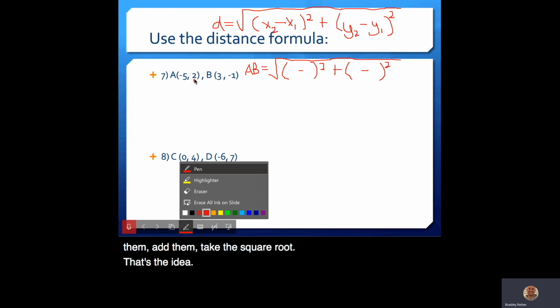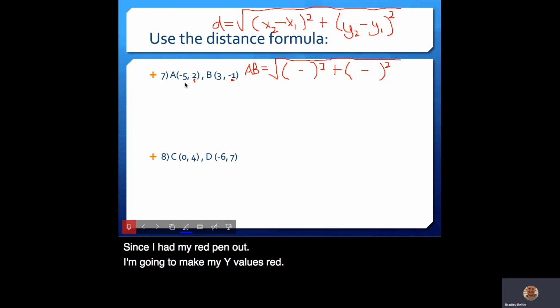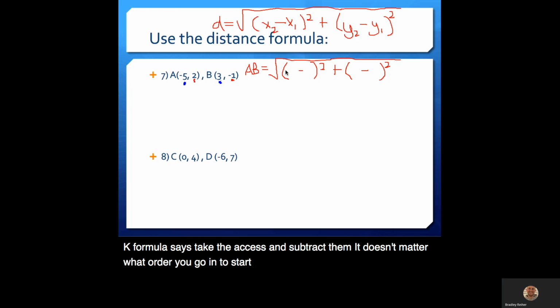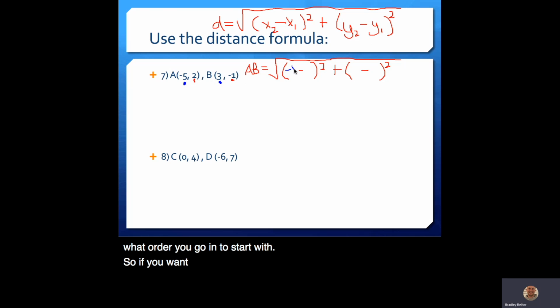Since I have my red pen out, I'm going to make my y values red. I'm going to make my x values blue. Okay, formula says take the x's and subtract them. It doesn't matter what order you go in to start with. So if you want to, put the -5 first. If you put the -3 first, you're not wrong.